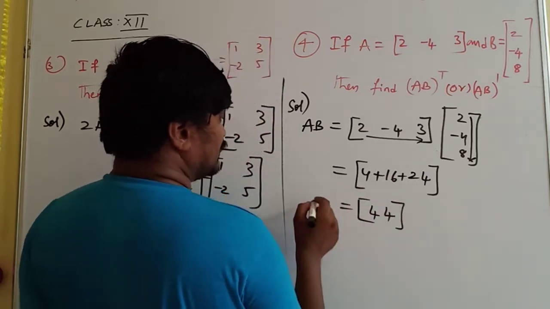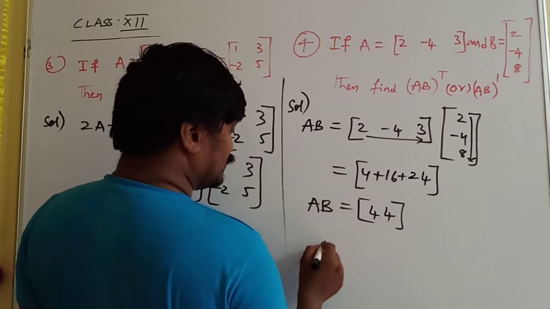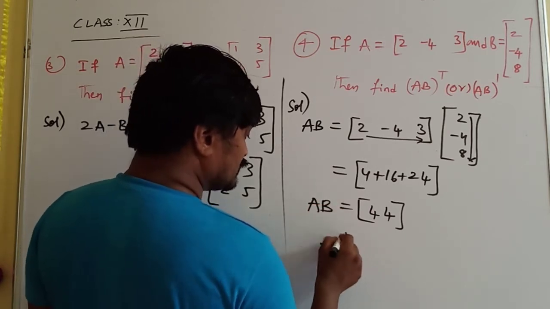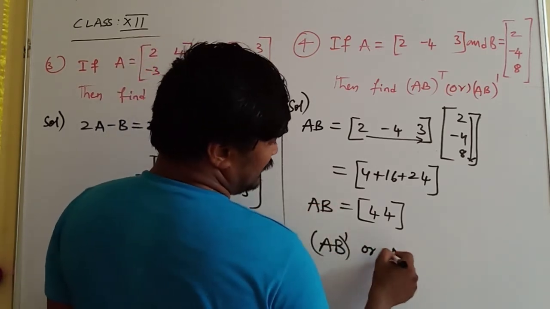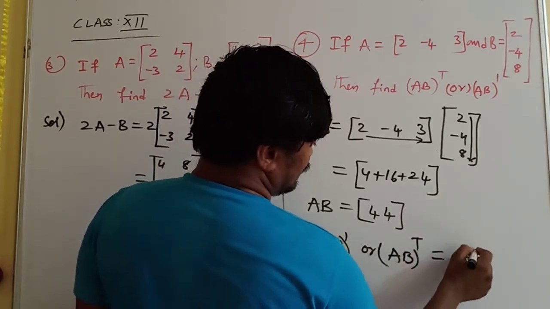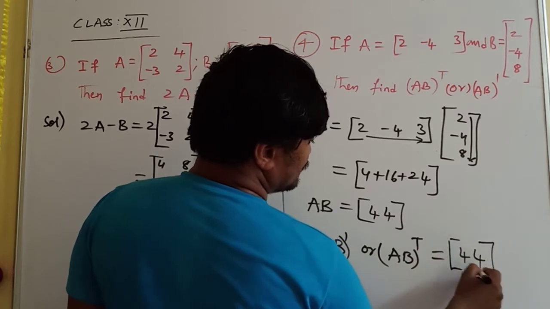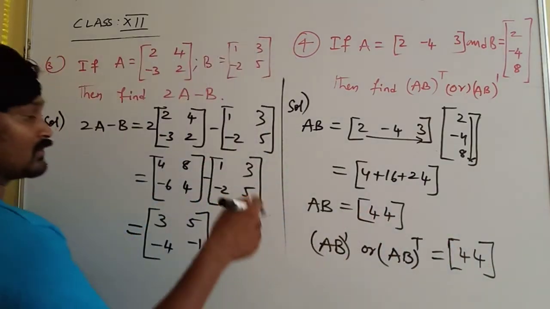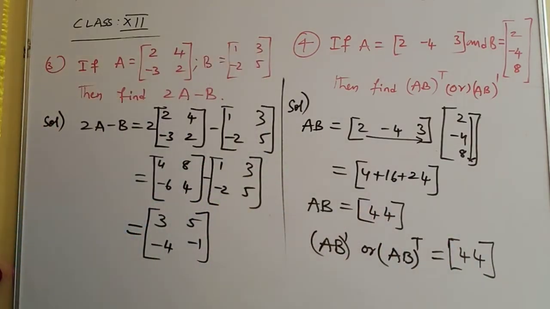So you get AB = 44, and AB transpose is also 44, because whether it is a column or a row, you get only one single element. So that is about your third and fourth problem. Let's move on to the fifth problem.